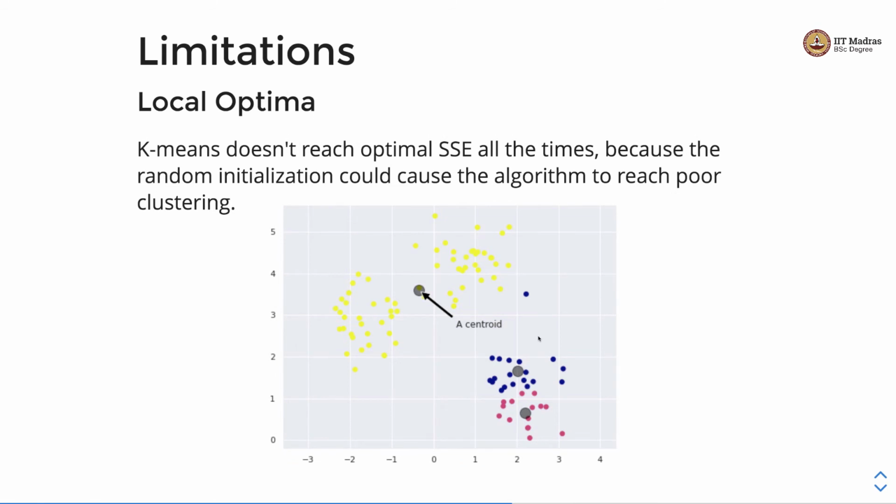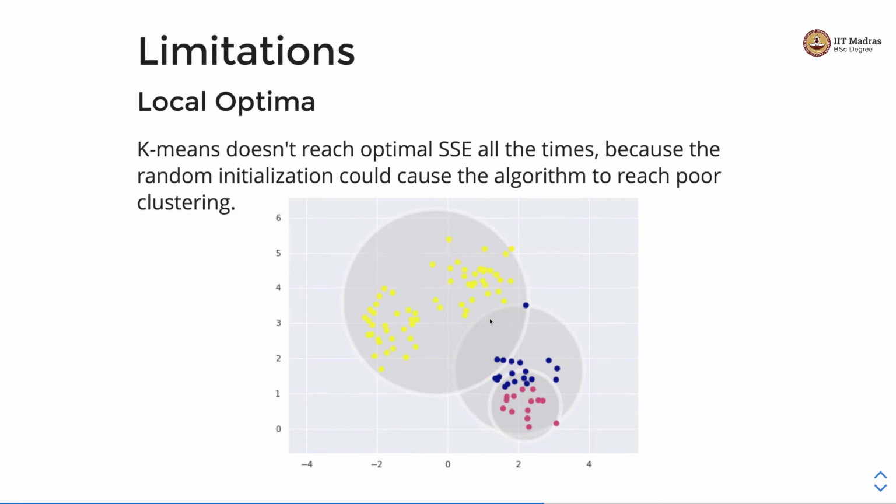Let's look at some of the limitations of k-means clustering algorithm. One of the limitations is local optima. K-means does not reach optimal sum of squared error all the time because it is sensitive to random initialization. And if the initialization is not great, the algorithm could reach a poor clustering solution. There are 3 clusters, but these 3 clusters are formed such that these 2 clusters are merged, and this cluster is broken down into 2 different clusters, which is not a great solution. So k-means does not reach optimal SSE because of poor initialization.